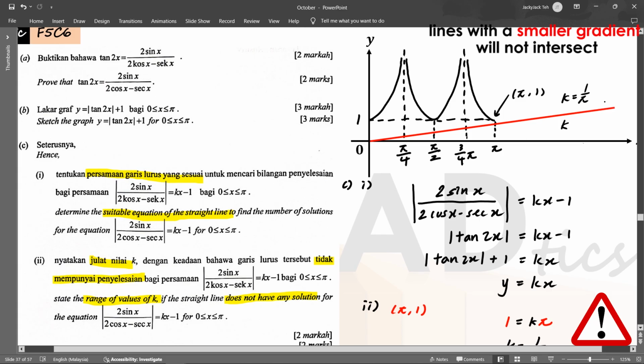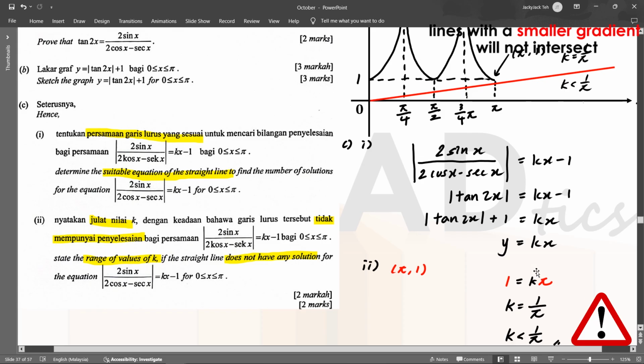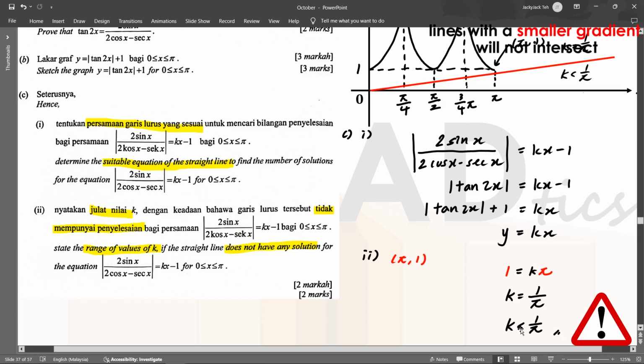So we can consider all the lines which satisfy this criteria. So our final answer would be k must be less than 1 over pi.